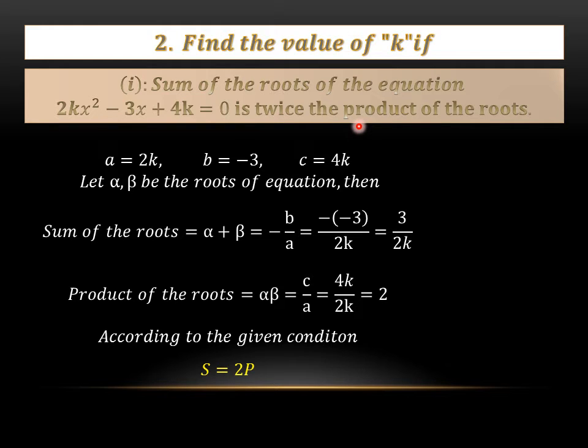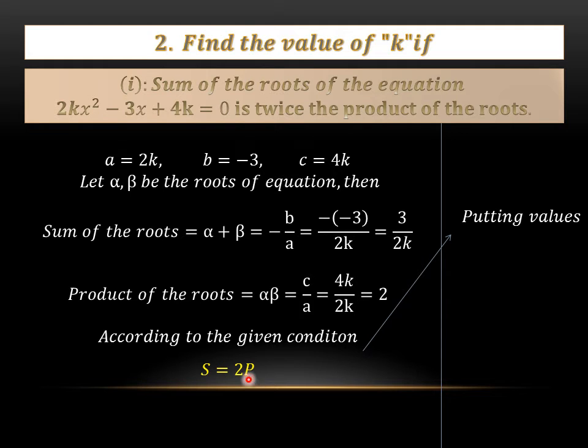If I denote sum with S and product with P, the equation will be: sum of the roots of the equation, that is S, is, that is equals to, twice, that is 2 times, so 2, and multiply product of the root, that is P. So the equation will become S is equals to 2P. Putting the values into the equation, what will we get?